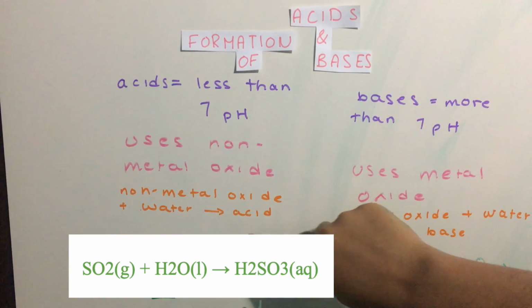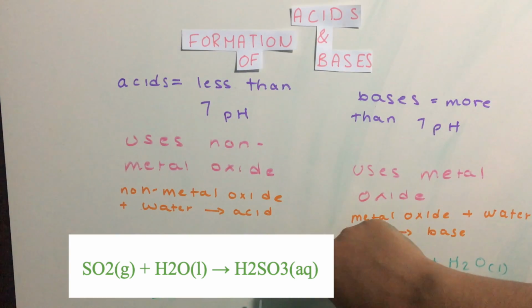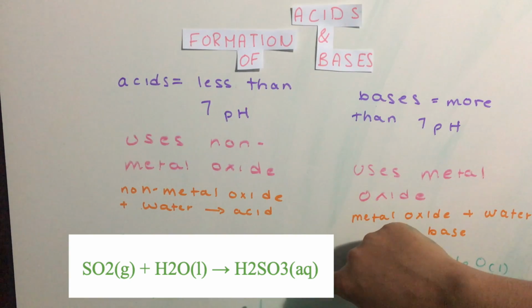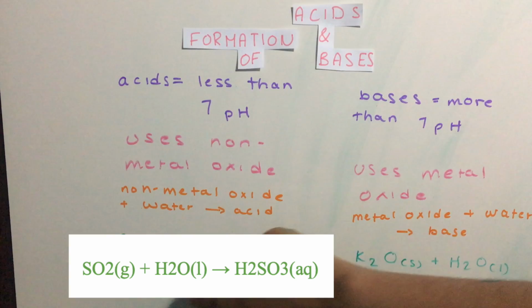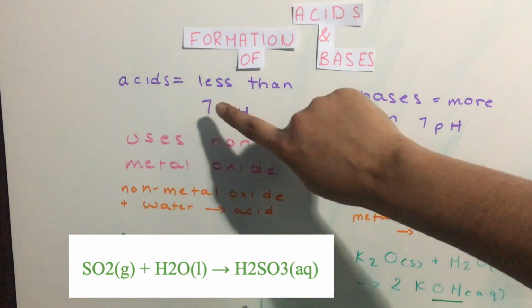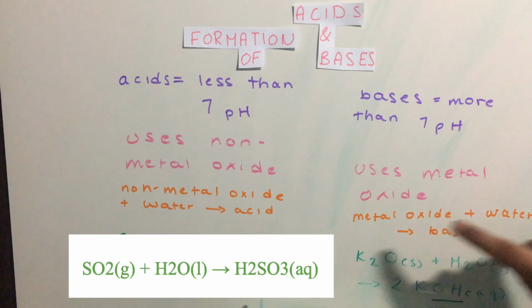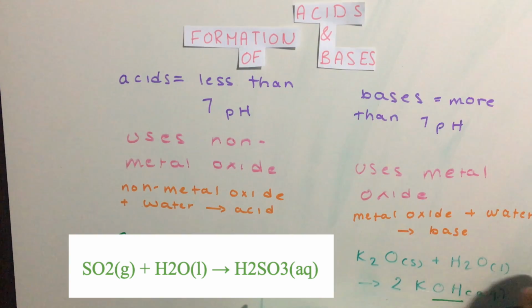Here we have two examples. For the acids, we have sulfur dioxide and water, which gives us sulfurous acid. And for the bases, we have potassium oxide and water. The potassium oxide and the water combined give us potassium hydroxide. The hydroxide indicates that it's a base.